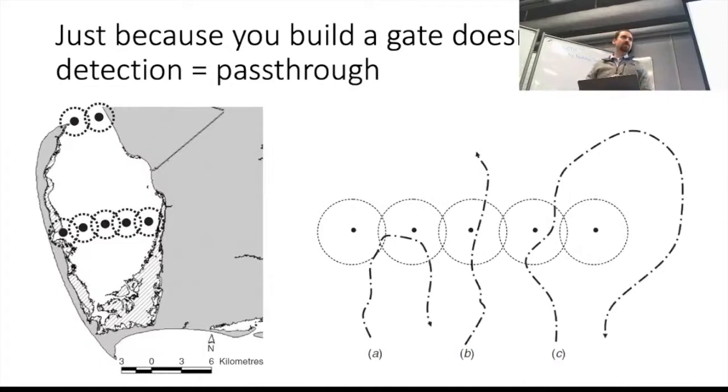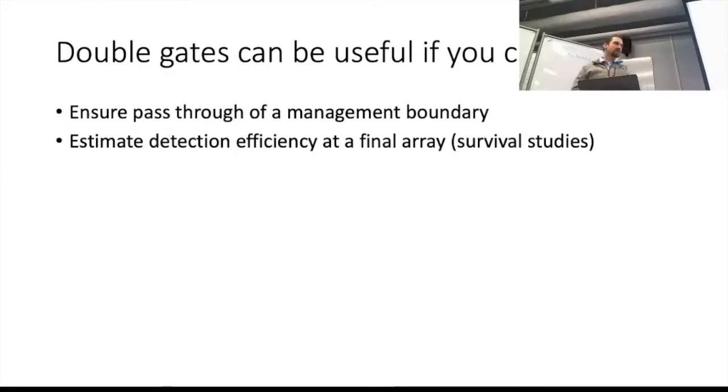And so because of this, and this will be a message that I'll repeat in this talk, redundancies in your design can be really valuable. And that includes building double gates at really strategic locations. If you want to know for sure that they have passed a boundary, you might want to have a gate just before, or a line just before, and a line just after it. That way you can at least continue that linear movement a little bit further. This is also, I won't spend a lot of time on mark recapture studies and survival studies of animal migrants.